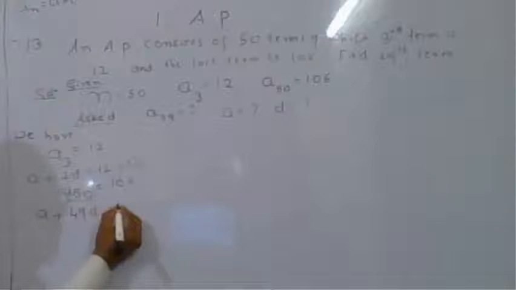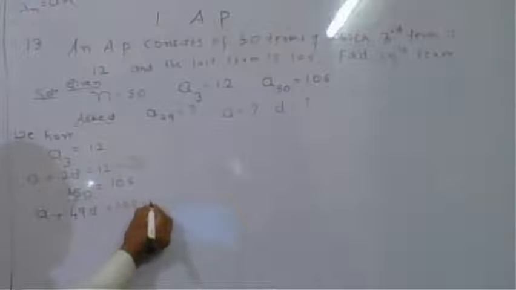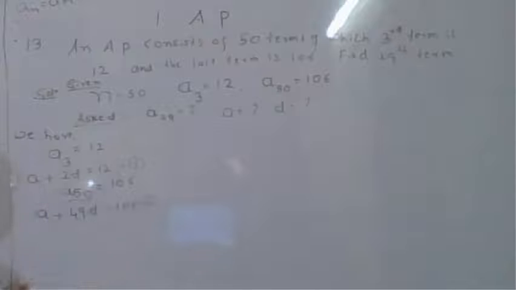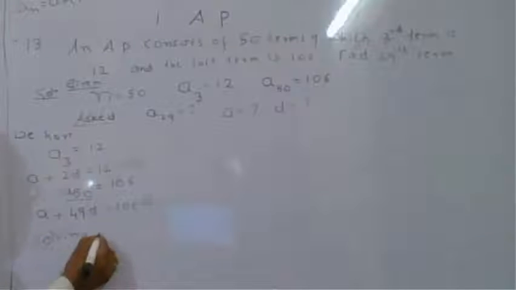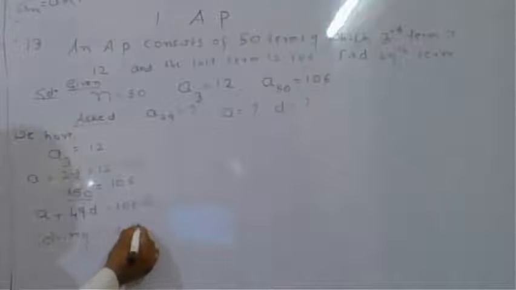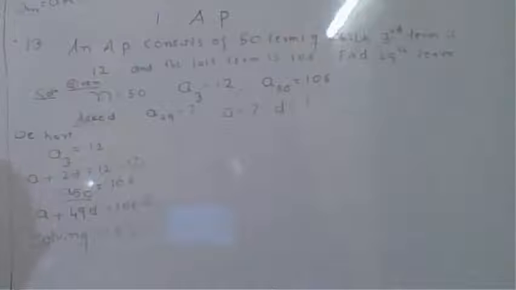49D is equal to what? 106. Call it as equation number 2. Now what you have to do? Again you have to solve. Solving 1 and 2. Simultaneously solve. Clear? How to solve?